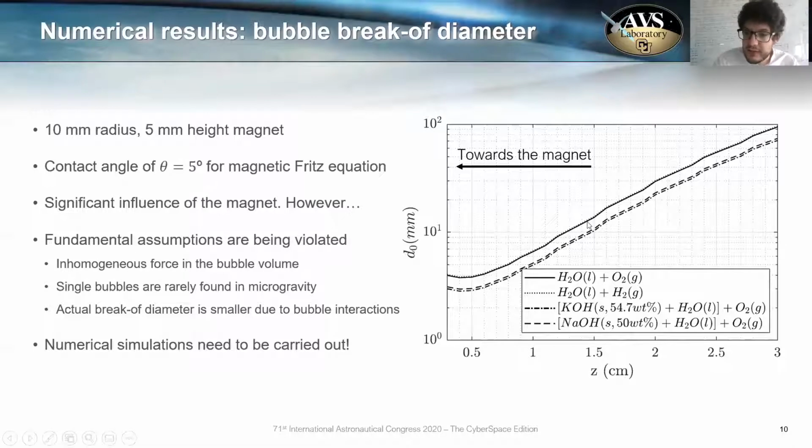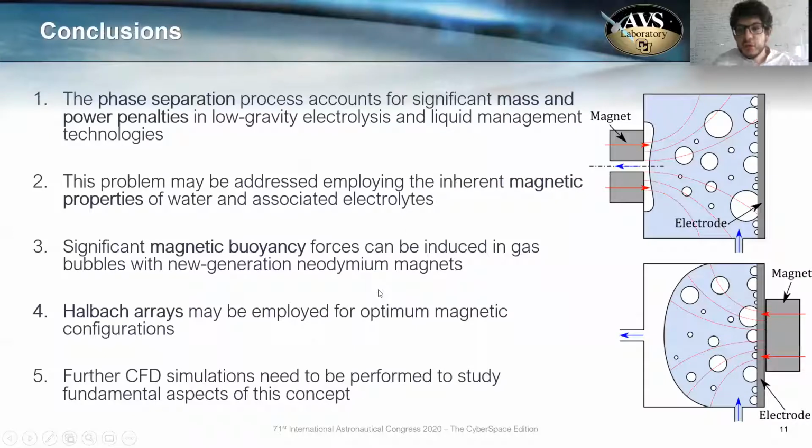It is worth noting that, as I said before, liquid electrolytes present better performance than pure water. To conclude this presentation, the phase separation state accounts for significant mass and power penalties in low gravity technology applications, like electrolytic cells, because of the absence of buoyancy force. However, we can use the inherent magnetic properties of water and its associated electrolytes to induce a magnetic buoyancy force that helps us overcome these difficulties.